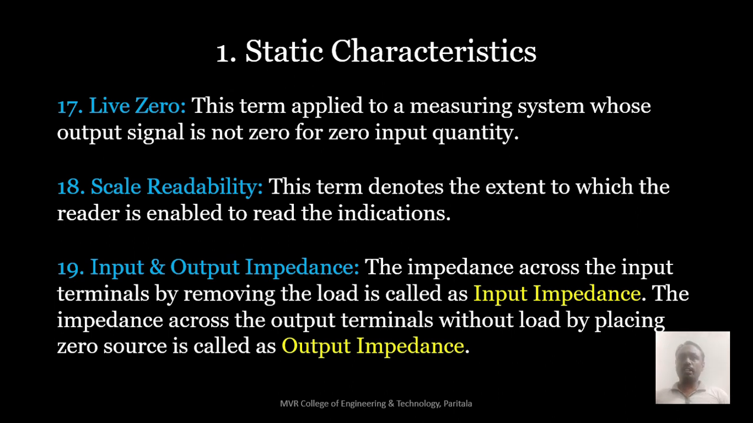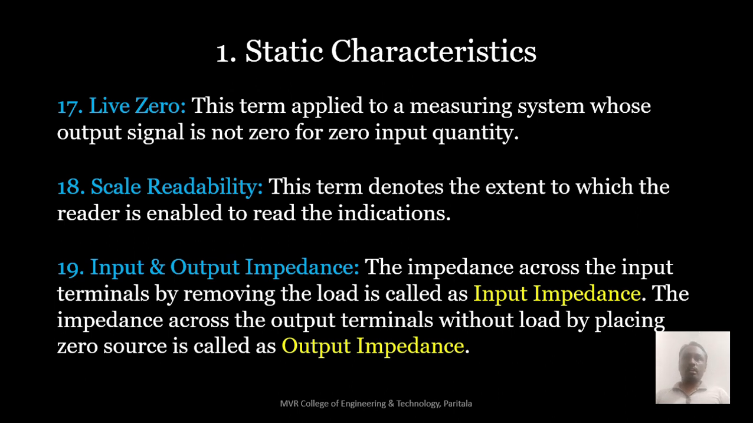So we need to consider all these characteristics while considering the static characteristics of an instrument. These will be useful during static calibration, and while selecting the transducer for the measurement of a particular instrument. So these are the static characteristics, and there are 19 of them.